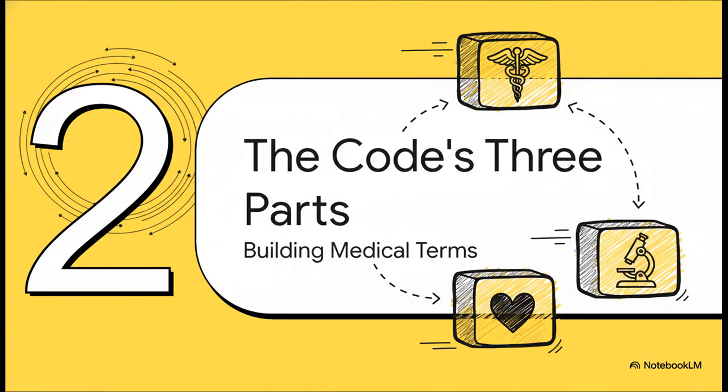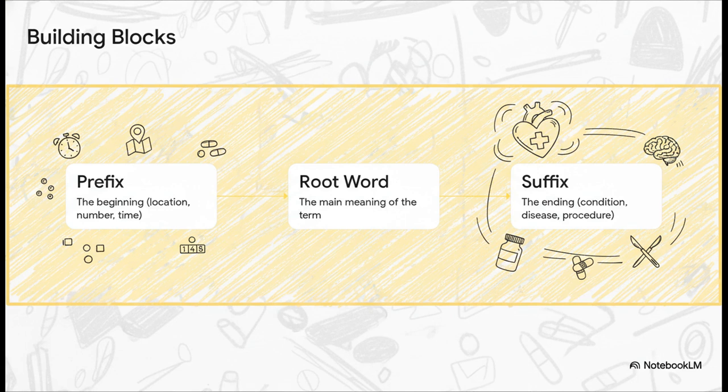All right, you ready for the main event? Let's talk about how this code is actually put together. Because it turns out, pretty much every single one of those long, complicated medical terms is just built from 3 simple parts. That's it. Okay, these are your Lego blocks. First up, you've got the prefix. That's the part at the beginning, and it usually tells you something like where, or how many, or when. Then, smack in the middle, you have the root word. This is the star of the show. It's the main idea. And then, at the end, you have the suffix, which typically tells you about a condition, a disease, or maybe a procedure.